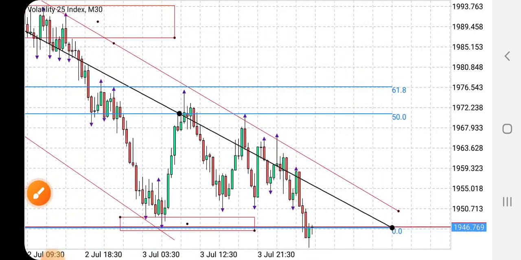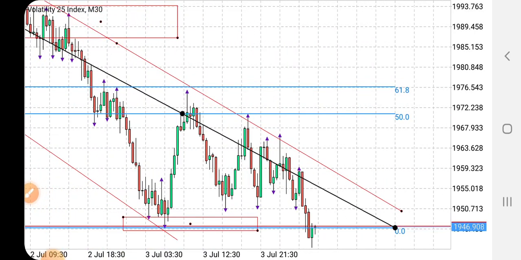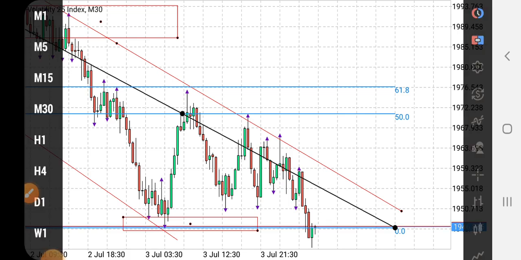Okay, you must not wait for it to hit 61. So if you see the signal at 50, you take it. If you see it at 61, you take it. So that's how simple this is.